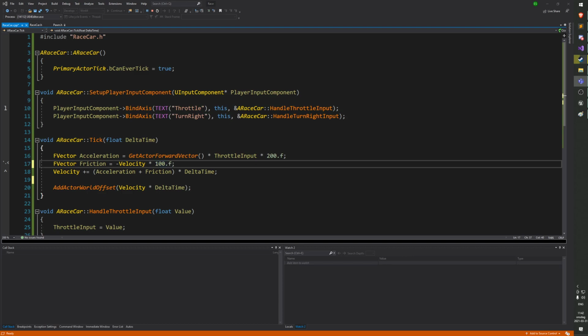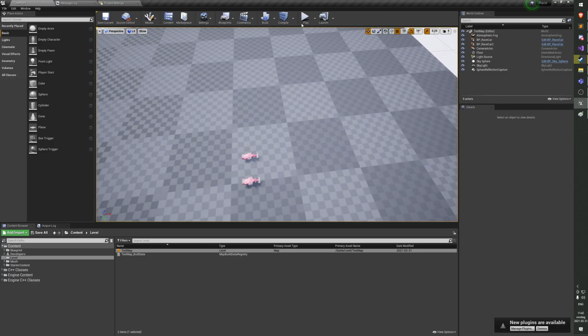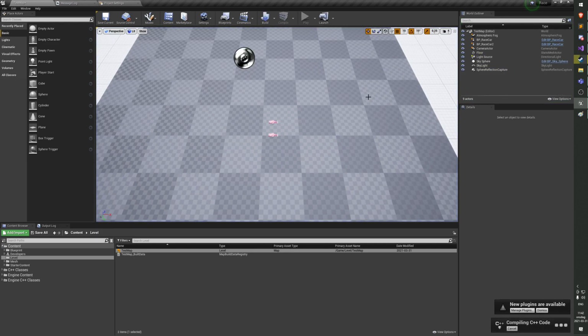Alright. So I can say right now that 100 is quite a lot. This is quite a huge amount of friction. But let's see what happens. So I'm just gonna start the game and see. Okay, so it worked. Oh, I didn't compile. I was like, that's way too fast. That's not how fast we're supposed to be going.